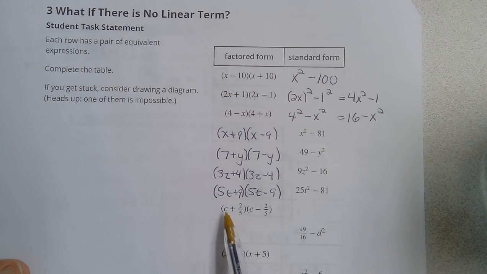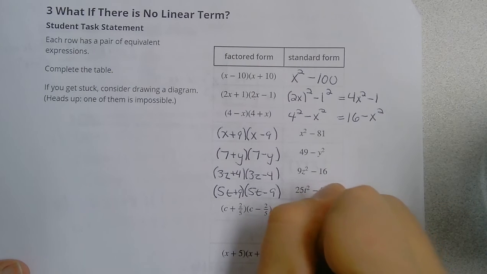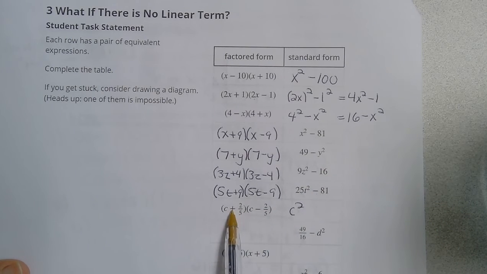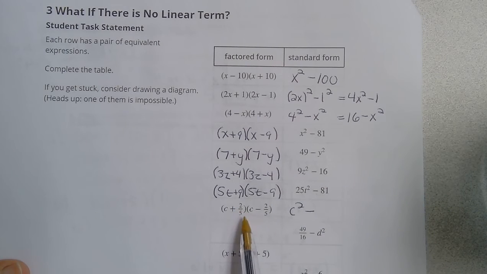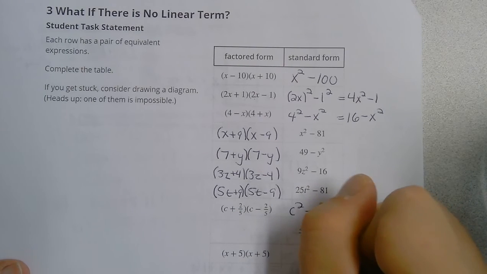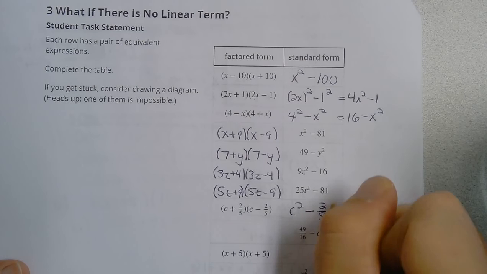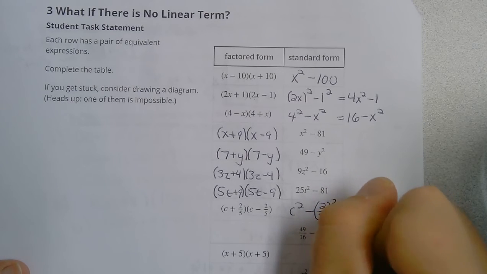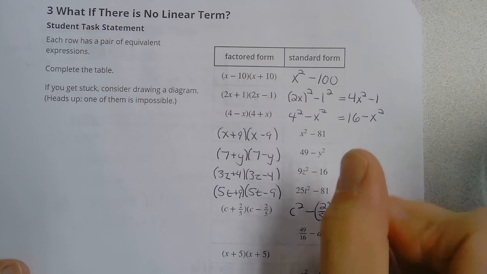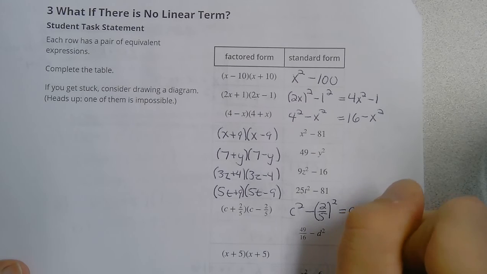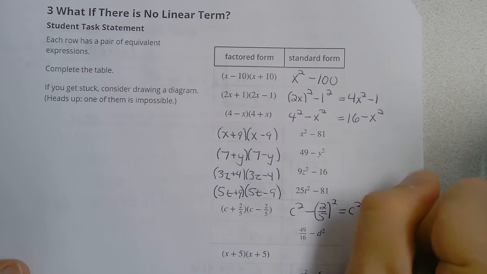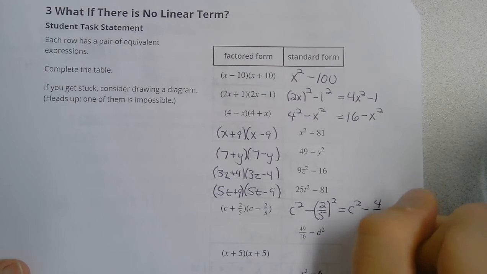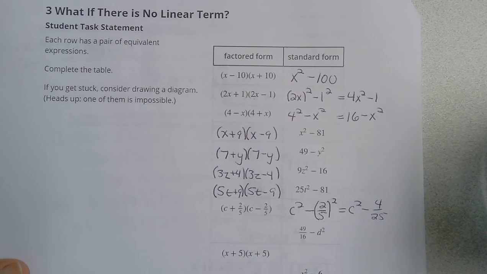And then here, if I'm multiplying, I could go c times c is c squared. And then if I do a plus minus, I know that I'm going to minus. And then I need to square 2/5, so I could write this as 2/5, the fraction, squared. Or I could simplify that and write c squared minus 2 times 2 is 4 in the numerator, and 5 times 5 is 25 in the denominator.